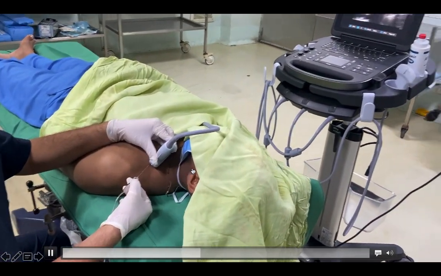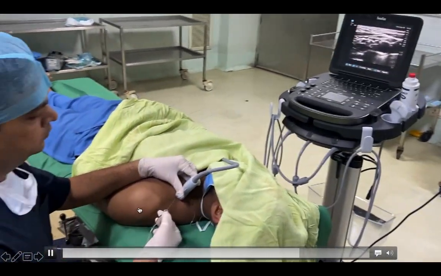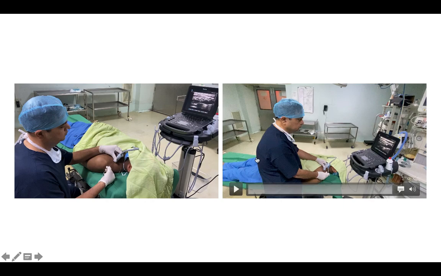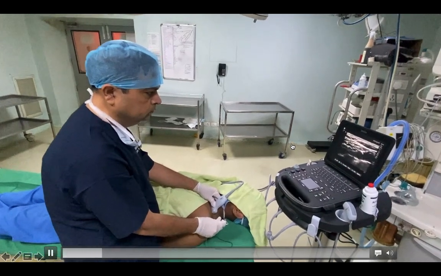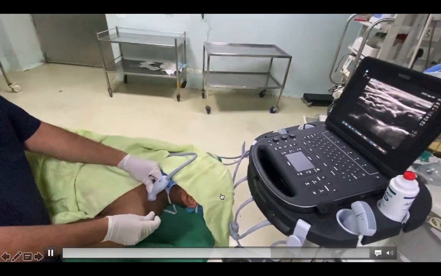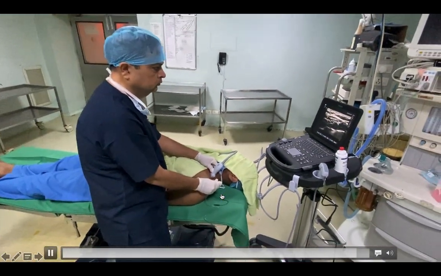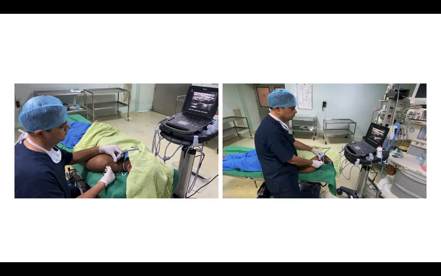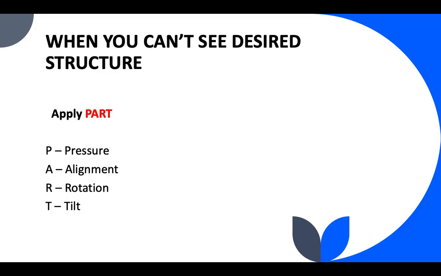This is along the probe, where needle, machine and probe all are aligned, but this is across the probe. Here you can see my probe is like this and needle is going across. So needle visibility is poorer with this technique as compared to the along the probe technique.